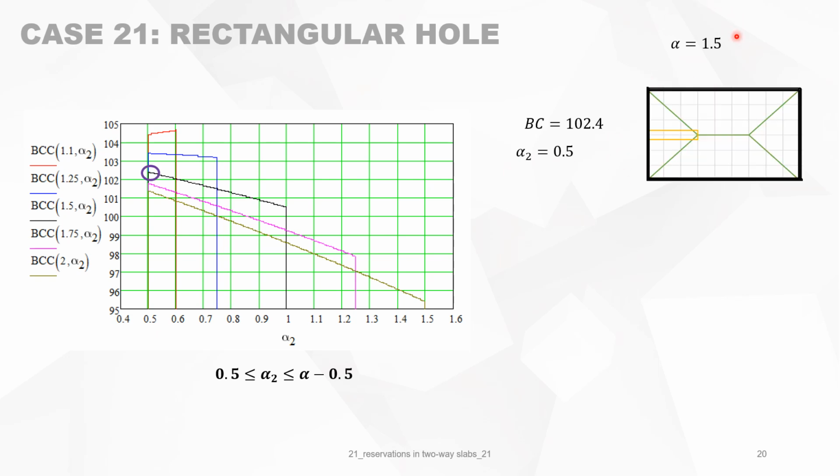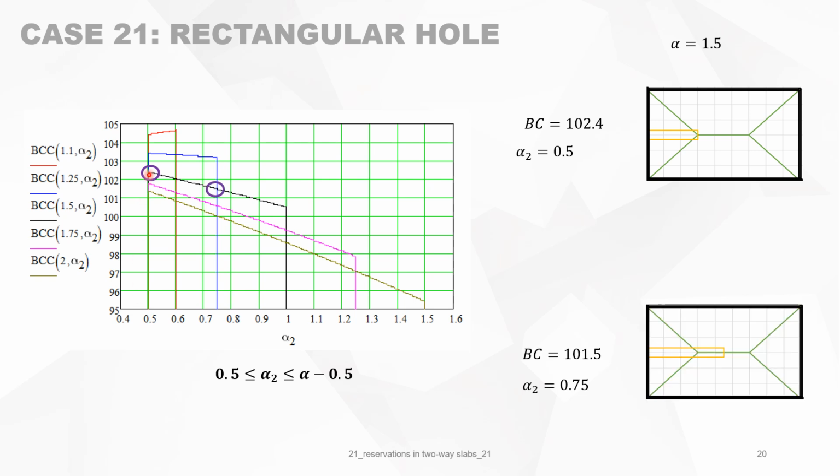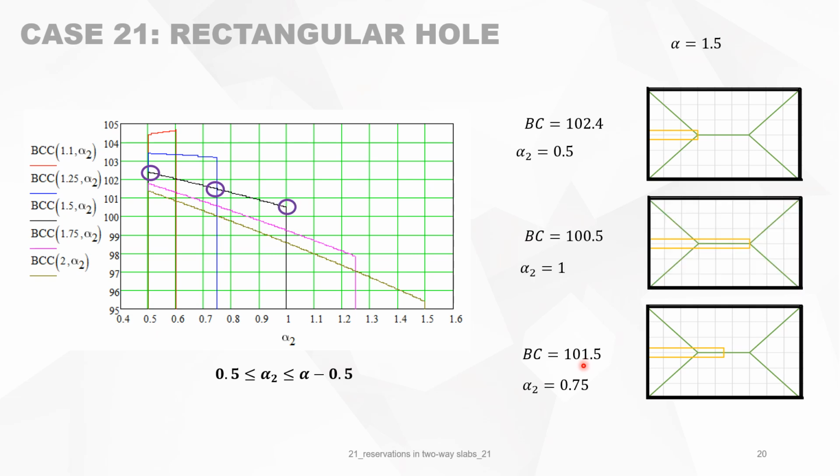When alpha is 1.5, that's the black curve. You see this point, this is 6 and this is 9, so alpha is 1.5. You see that the bearing capacity is 102.4 for alpha 2 equals 0.5. We are there on the black curve. Then we move further on to alpha 2 of 0.75. You see that this reservation gets bigger. It goes from 0.5 times A to 0.75 times A. You have this point with a bearing capacity of 101.5.